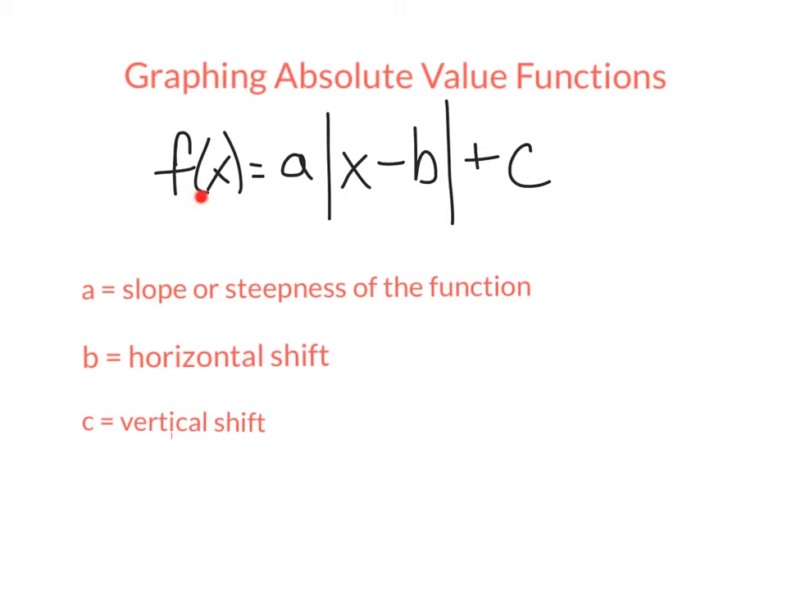Remember, a function is just an input, and then you get the output. So A is going to refer to, I don't know how you want to think about it, kind of like the slope of the lines that form an absolute value function, or the steepness is another way to think about it, because an absolute value function is not a straight line.